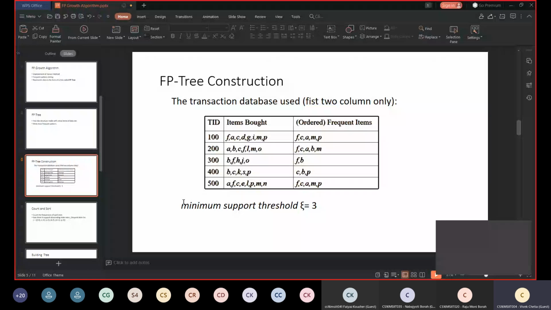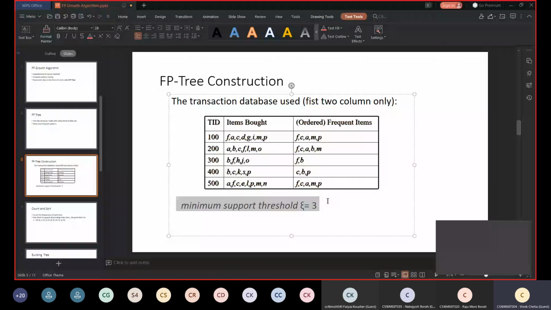So what we'll do now is create another column for frequent items, and then arrange them in descending order. So first: F, A, C, D, G, I, M, P. Considering the count set here, we will arrange them in descending order. So F, C, A, M, P, and similarly all the items will be arranged in the transactions, right? So that's what we are doing here.